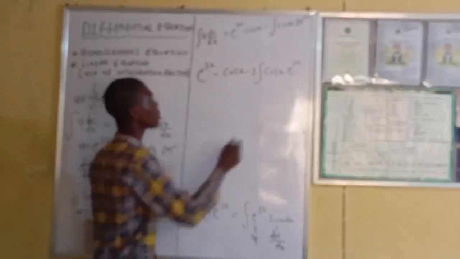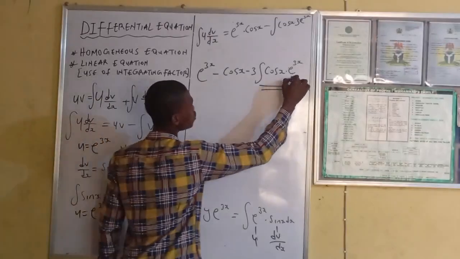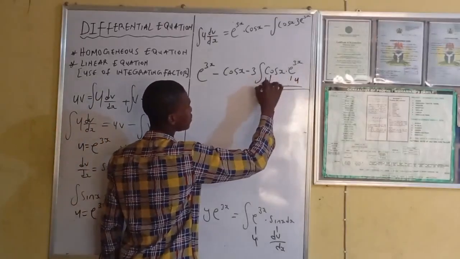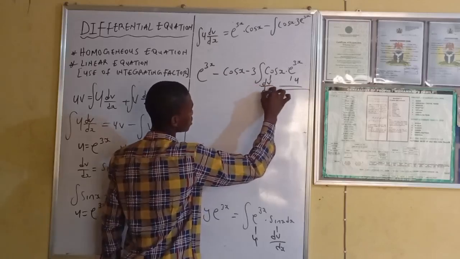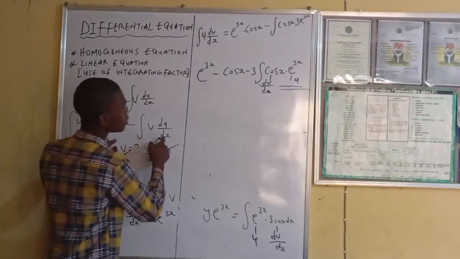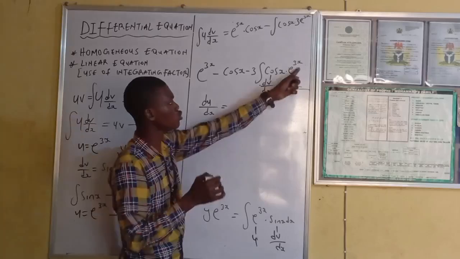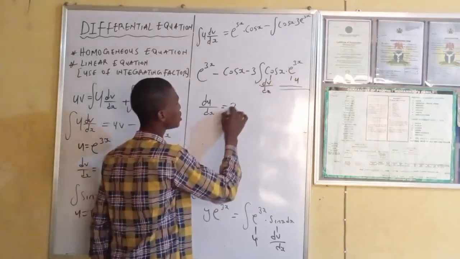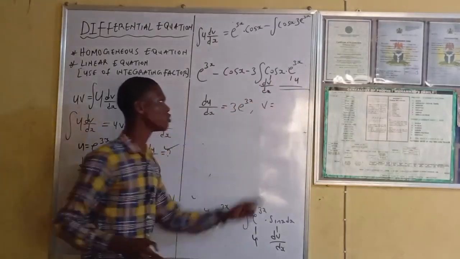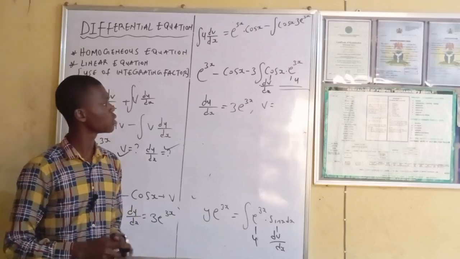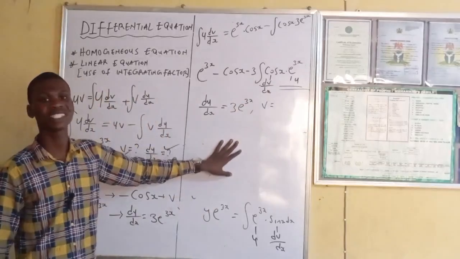So applying integration by parts to this, it means we have, this is my u and this is my dv over dx. This is my dv over dx. Using this formula, if this is u, then du over dx is what? 3 exponential 3x. Then v, by the time you integrate cos x, what do you have? By the time you integrate cos x, we are having sine x.